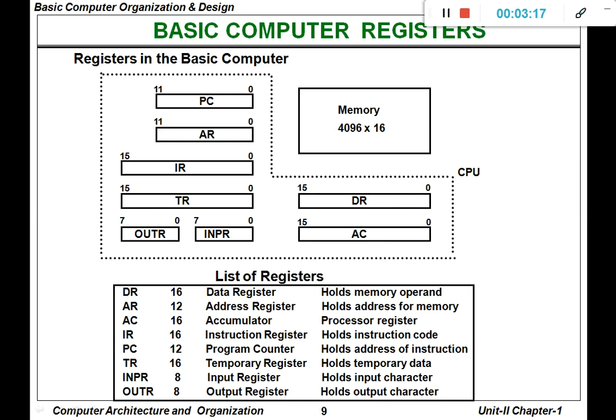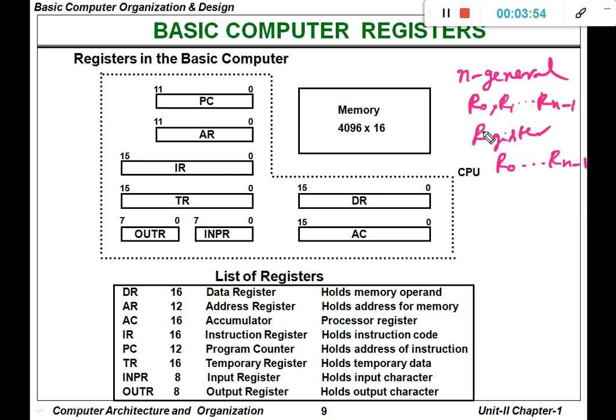So here is the basic register structure. In addition to all these registers, we will have n general purpose registers from R0 to Rn-1. So we have n general purpose registers: R0, R1 and so on up to Rn-1.